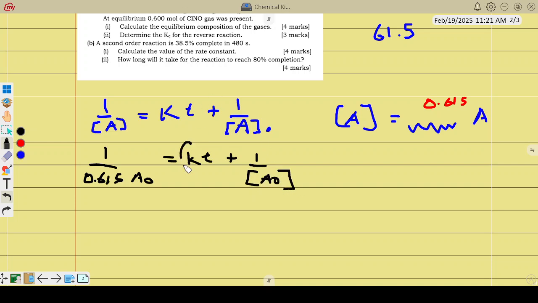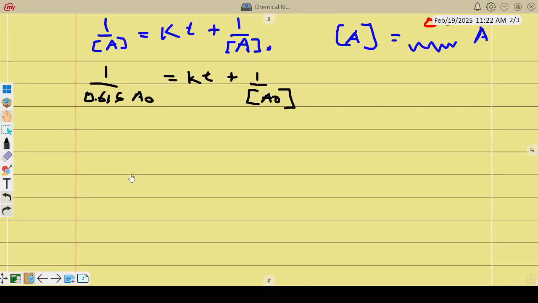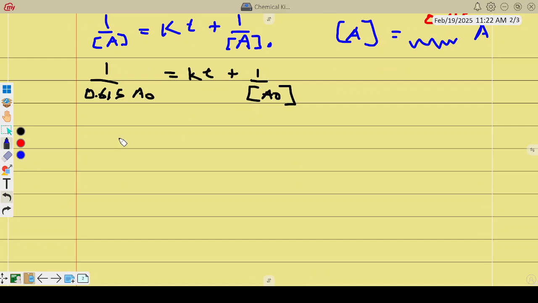So we want to find the rate constant. The rate constant should be subject to the formula, so we're going to take this to the other side. What are we going to have when we do that? We have 1 over 0.615 A naught minus 1 over A naught is equal to Kt. This K is ugly. Can we make it as a single fraction?